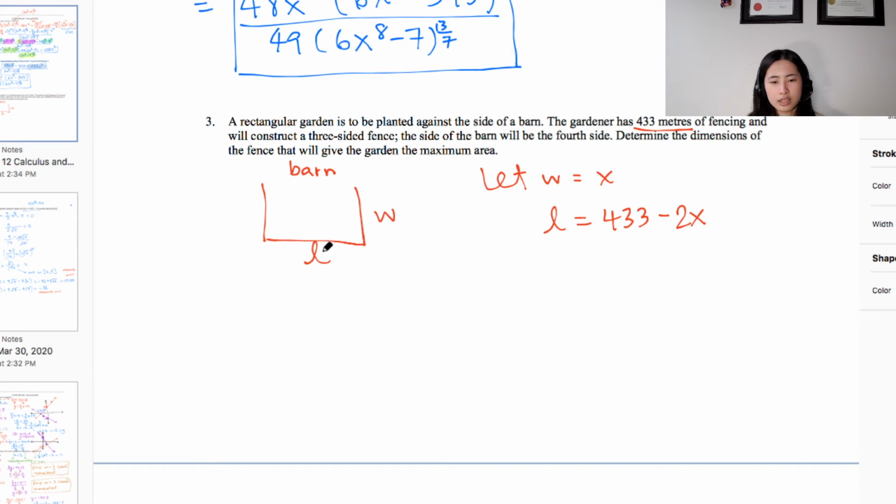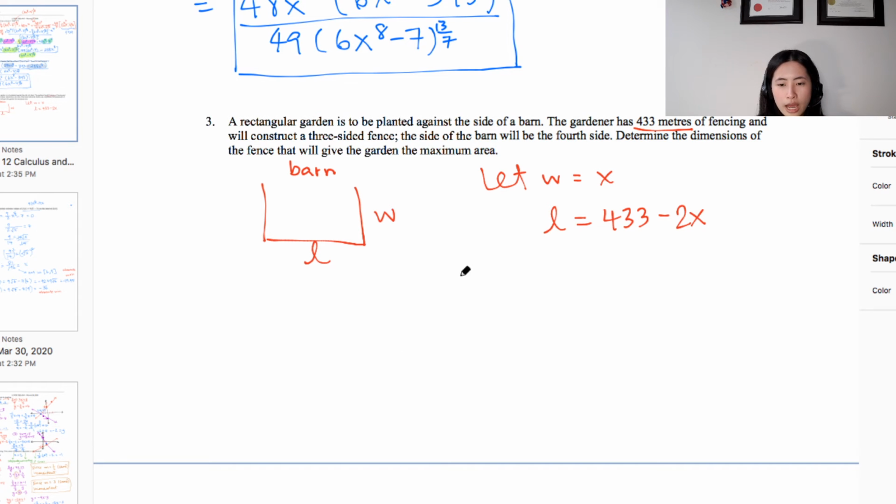So how do you find length? You're taking 433, which is the entire fencing, minus twice your width. If you cut this into segments, you have twice your width and then your length. Make sense? So that's the first thing you need to remember when you're trying to optimize things: you need to have the same variable.